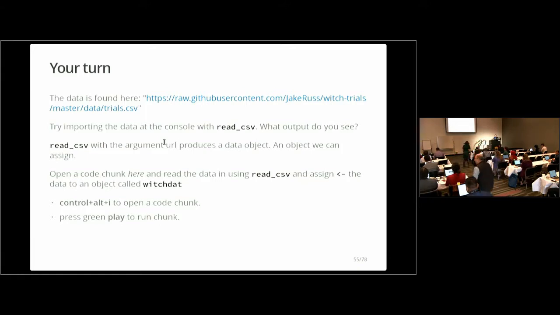One of the great ways of being able to download your data directly from the internet— I like to use the keyboard shortcut to insert a code chunk. I'm sure you can do it from the toolbar as well. Control-Alt-I, or Command-Alt-I if you're on a Mac, will open up a code chunk wherever your cursor is sitting. So Control-Alt-I to open a code chunk. So let's open up a code chunk so that we can import our data.